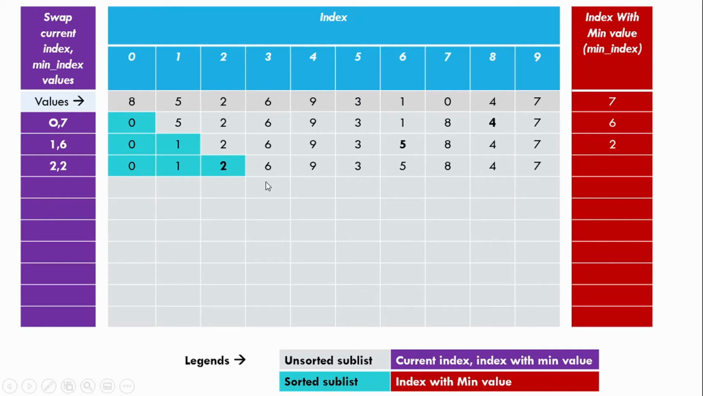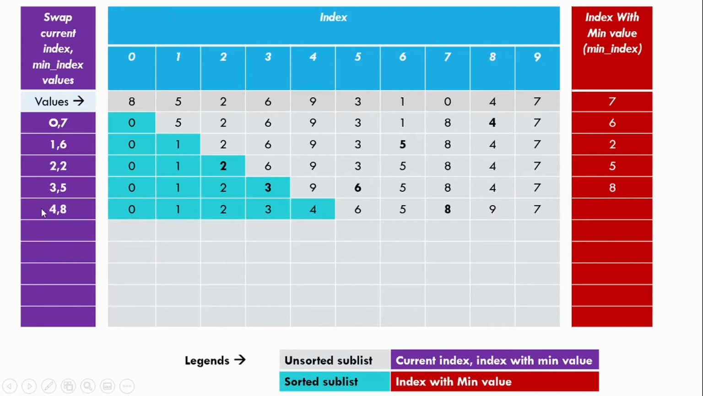Then we need to find the next smallest element. It is at the 5th index. So we will swap the values at the third index and the 5th index. Then we will find the next smallest element. It is at the 8th index. So we are going to swap the elements of the 4th and 8th index. We swapped the elements. If we observe, in each iteration the left side is becoming a sorted sublist and the right side is an unsorted sublist.